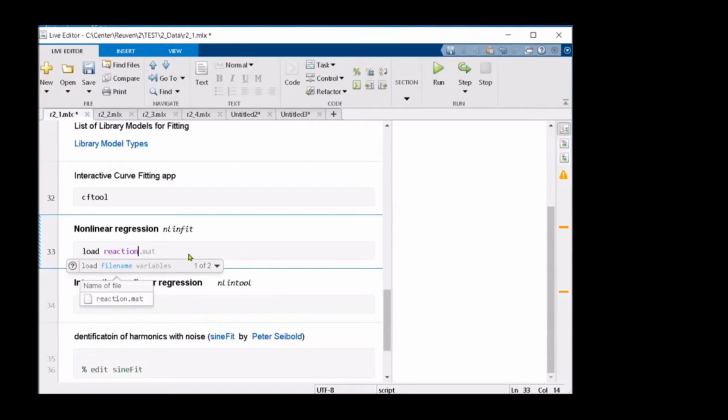Michael? Yeah. Is it just me, or has the screen frozen? I don't know if it's just me or everyone sees it. The screen is frozen. Anybody else?